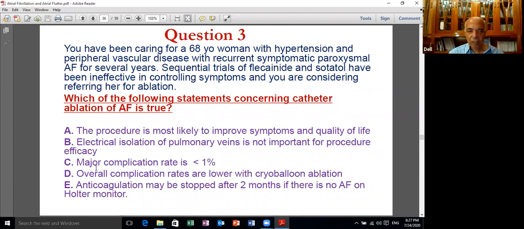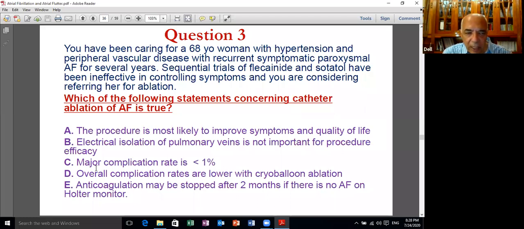Electrical isolation of the pulmonary veins is not important for the procedure efficacy. Major complication rate is less than 1%. Overall complication rates are lower with cryoballoon ablation than with radiofrequency ablation. Anticoagulants must be stopped after 2 months if there is no atrial fibrillation on Holter monitor. The correct answer is A: the procedure is most likely to improve symptoms and quality of life.